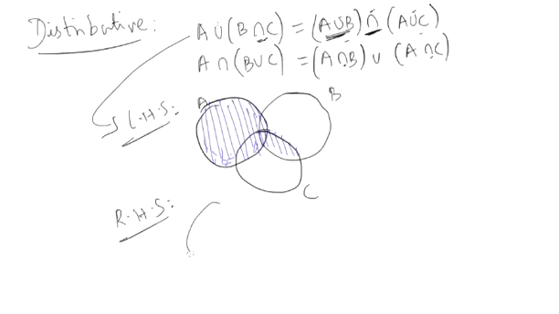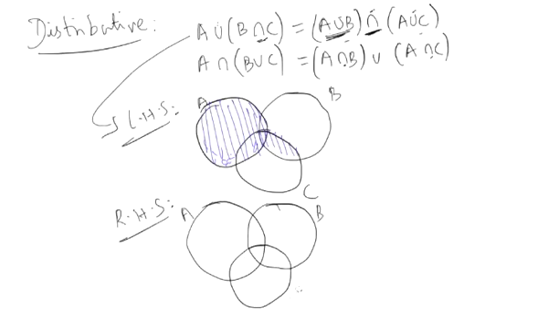Right hand side, 1 circle, 2 circle, 3 circles. Okay, A, B, C. Okay, now what is A union B? A union B is all of this. Okay. What is A union C? A union C is all of this. Okay.